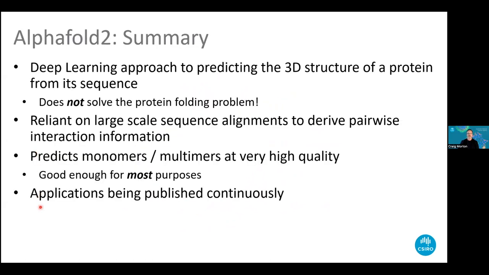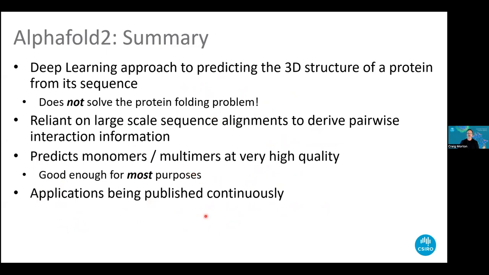So what can we say about AlphaFold 2 in summary? Well, it's a deep learning approach to predict the three-dimensional structure of a protein from its sequence, but it does not solve the protein folding problem. That's still a problem we haven't got an answer to. It's highly reliant on large-scale sequence alignments, and that gives pairwise information that allows it to predict the fold of proteins.